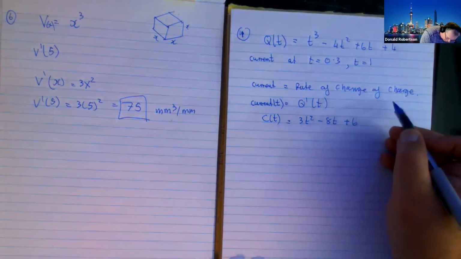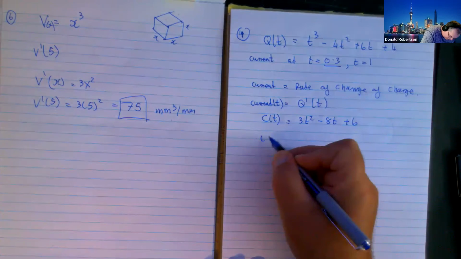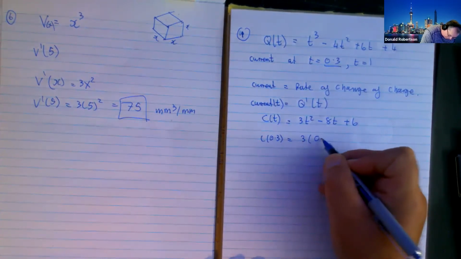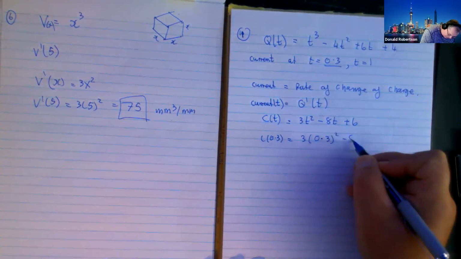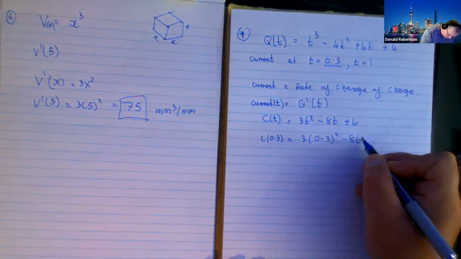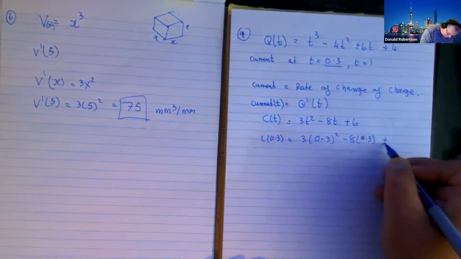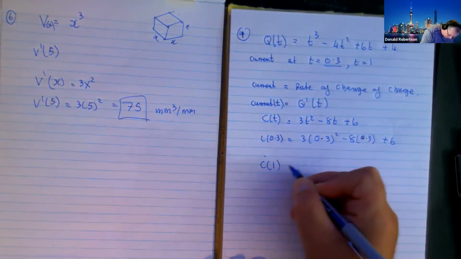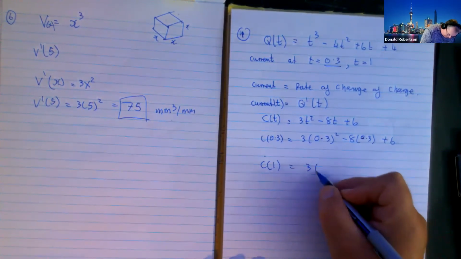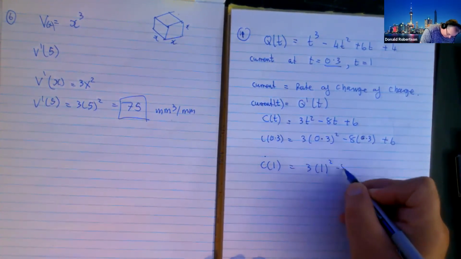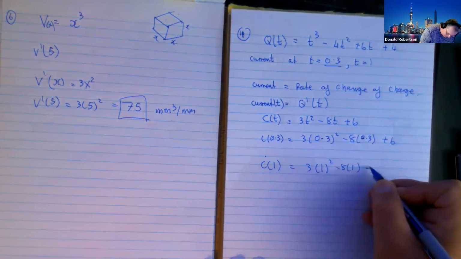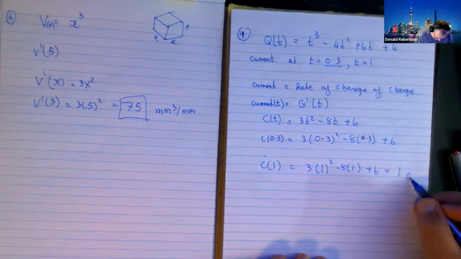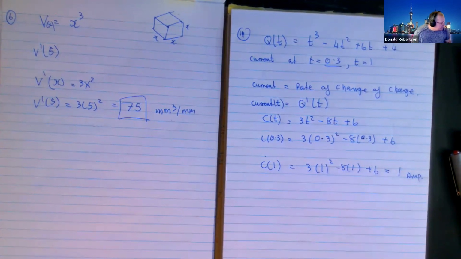Now you want to know the current at point 3. It's 3 lots of 0.3 squared take away 8 lots of 0.3 plus 6. And if you want the current at the 1 second mark, which is what I'm going to do, it's 3 times 1 squared take away 8 times 1 plus 6, and I believe that is 1, and the units happen to be amps.